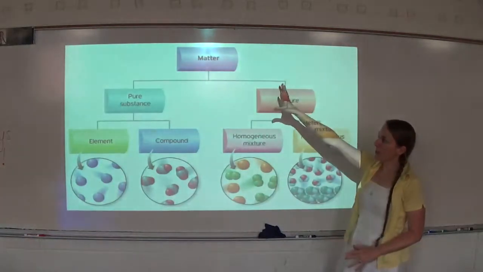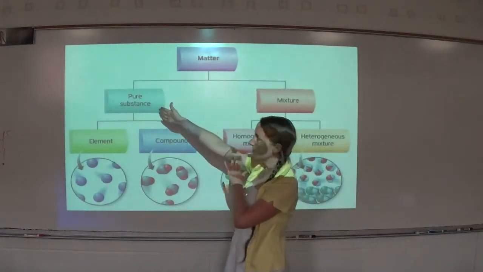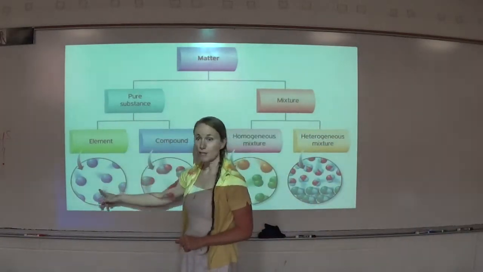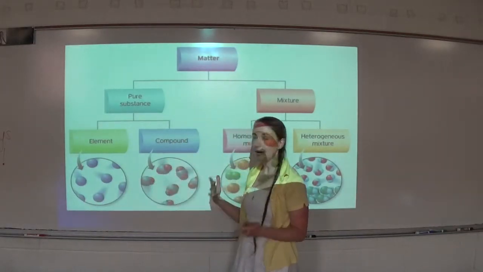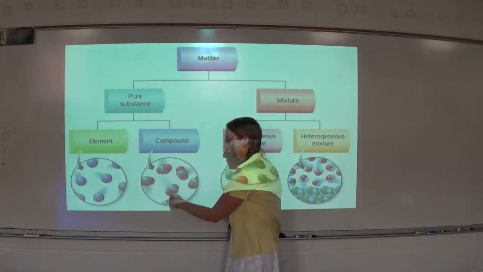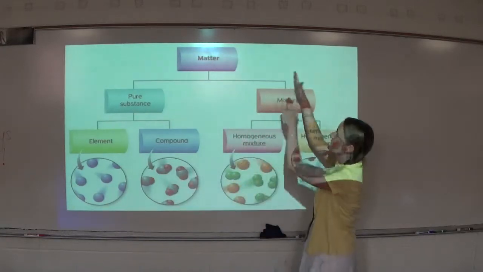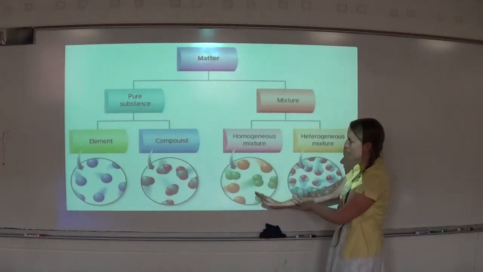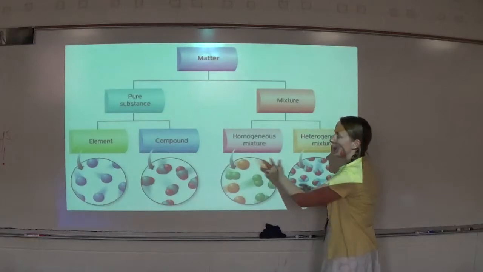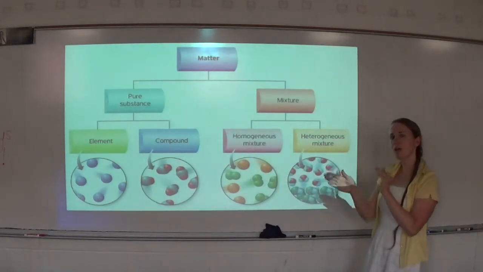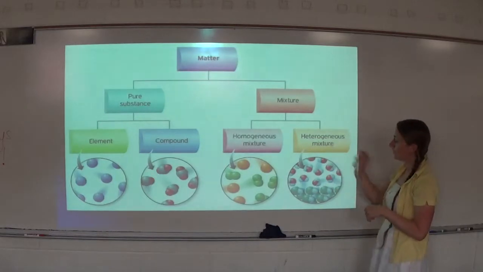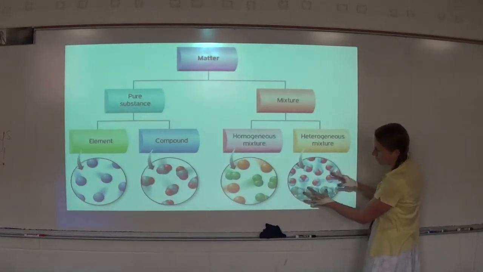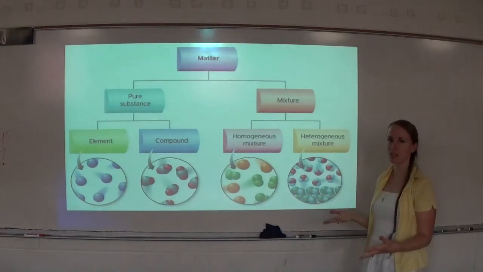So when you have matter, you can either have a pure substance, and if it is, it's either an element, which is all one type of atom, or a compound, which is multiple atoms bonded, but every particle should still look identical. Or you can have a mixture. You can have a homogeneous mixture, where it's so similar looking when we look at it that we can't tell the difference, so it appears uniform. Or you can have a heterogeneous mixture, where we have two obvious different parts to our mixture.